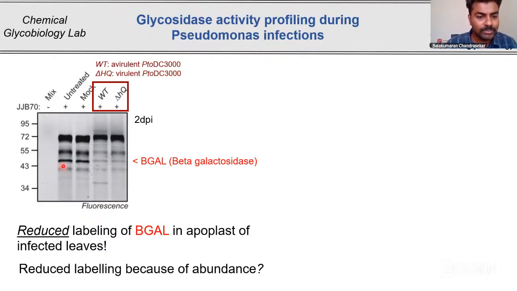So you see that this particular protein's activity was going down upon infection, and maybe that is the reason it has reduced labeling. The reduced labeling could also be due to another reason: their abundance might be down-regulated during the infection. Because they are down-regulated in abundance, their labeling is also weak. That could also be another reason.